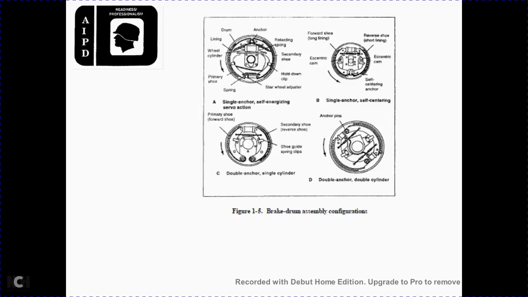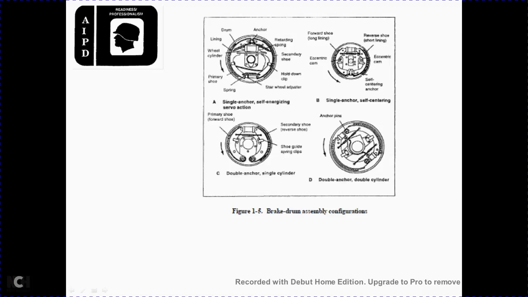Brake drum assembly configurations: A, single anchor self-energizing, taper from the 12 o'clock anchor, retarding spring with secondary hold-down, star wheel adjuster spring, primary shoe, wheel cylinder, drum, and the rotation angle shown. B, single anchor self-centering, starts at reverse shoe with short lining, eccentric cam, self-centering anchor, and brake forward long lining, eccentric cam.